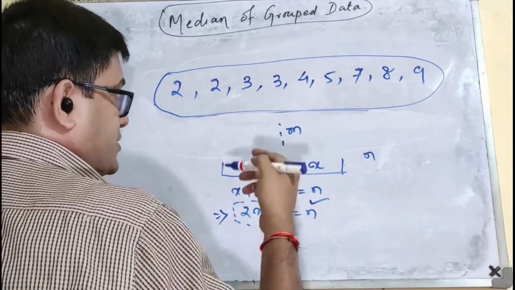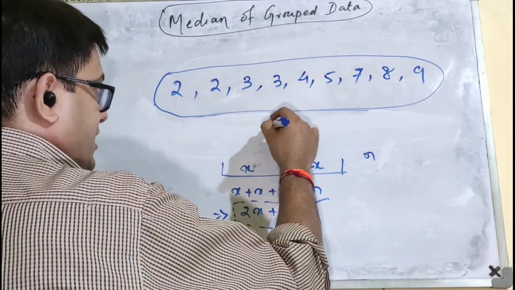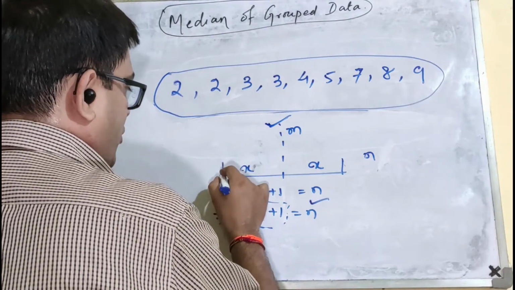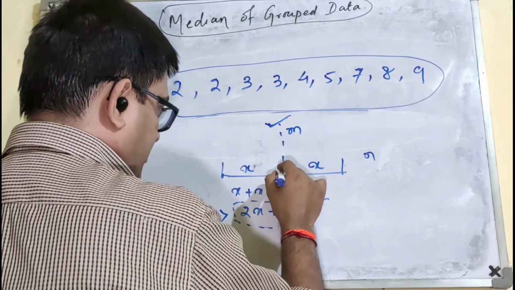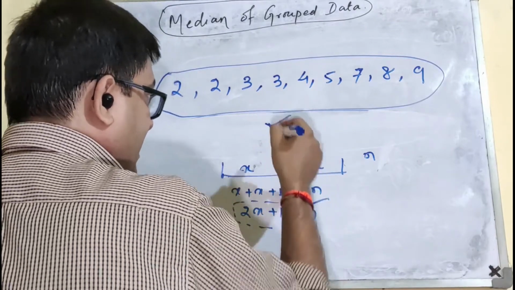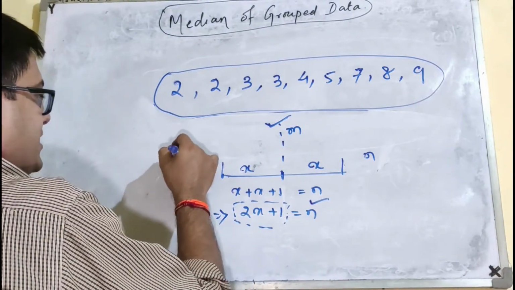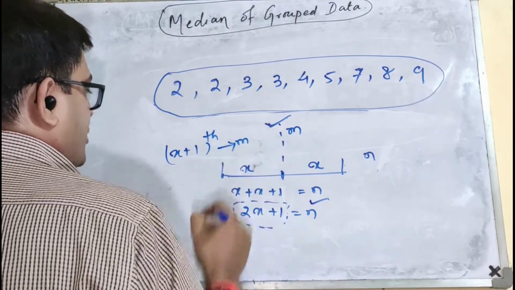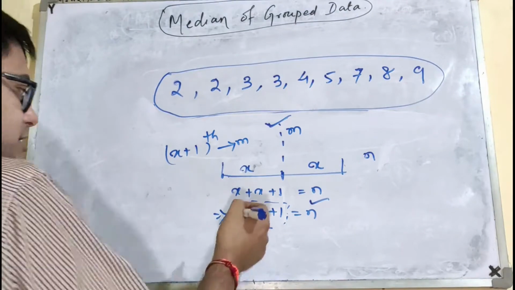So in this case, I have to find not the value of X, I have to find the X plus 1th term, because this one is 1 data point. So you have to go from first, second, third, fourth and up to the point X, and then X plus 1. So you have to find the X plus 1th point, that is going to correspond to the median. So how do you do that?